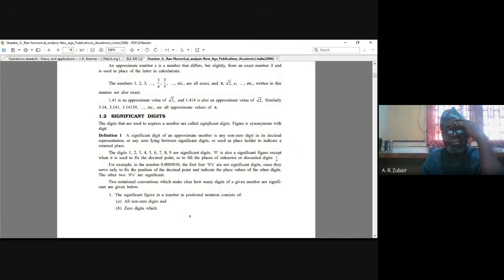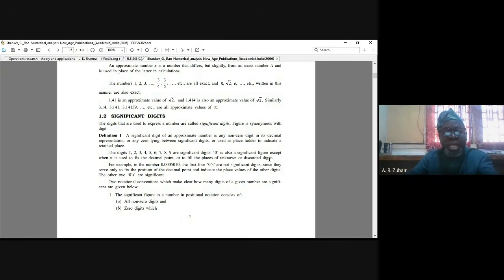For example, in 0.0005010, the first 4 zeros are not significant, since they serve only to fix the position of the decimal point and indicate the place values of the other digits. The other 2 zeros are significant.